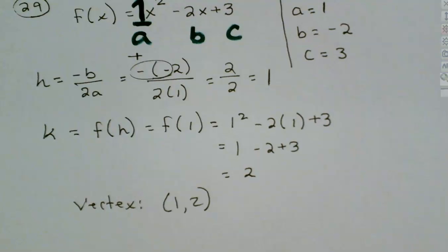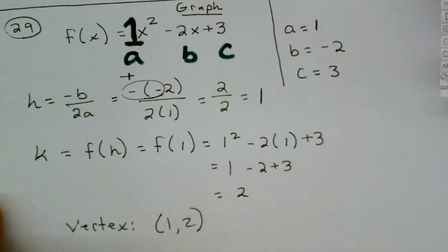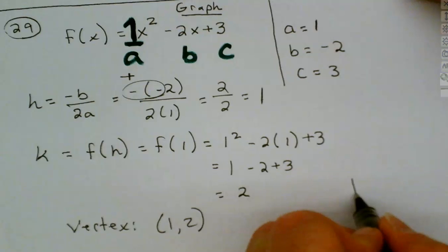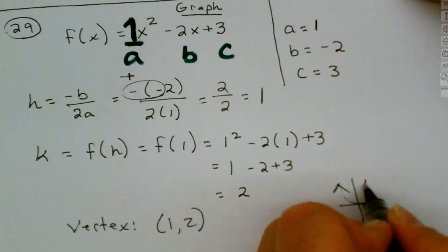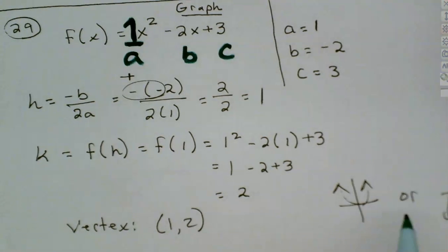Now, this one is not going to have any x-intercepts. And we can graphically see why. Is this one going to be a U opening up, or is it going to be opening down? Which one? You think it's going to look like this or this? Yeah, it's going to be opening up. Why is it going to look like this?